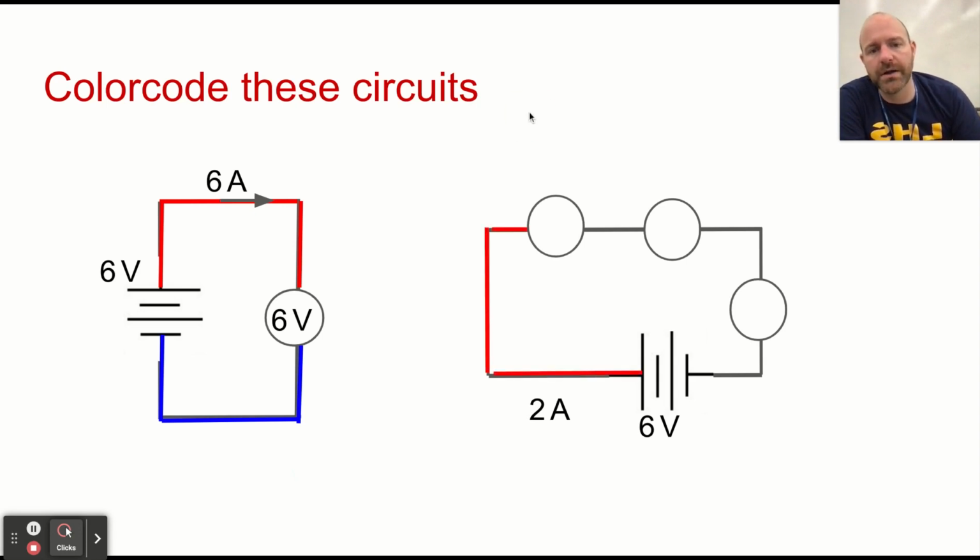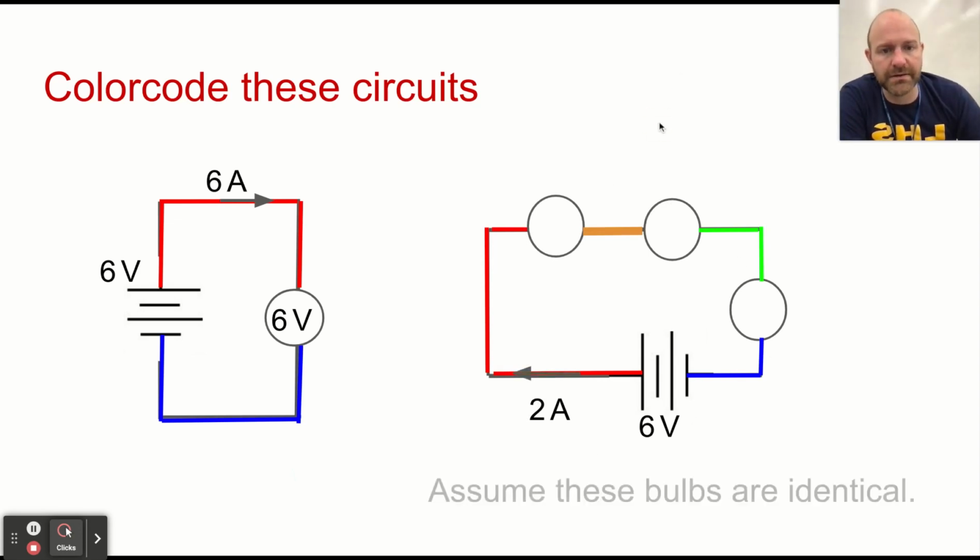If we go to this other circuit, which is a series circuit with 3 light bulbs in it, we have red from the battery, blue from the battery, and then we need to fill in. Now, we could use any of the 3 remaining colors, orange, yellow, or green. In this case, I've used orange and green because I need 2 of them. And what we see then is that we have 3 different voltages. We have 2 amps of current running clockwise around the circuit again.